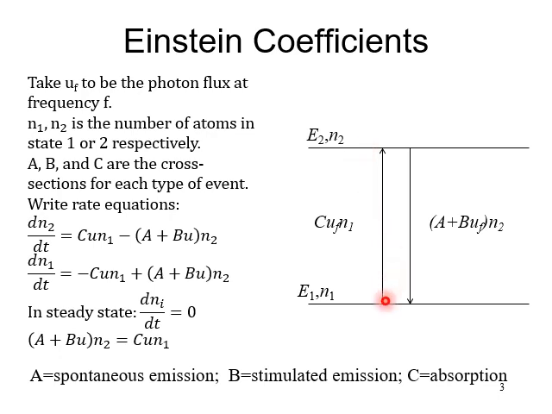So first of all, I have to have an atom in the lower state, and I have to have a photon of the correct energy, and then I've got some cross-section for that to happen. So that's what this is. C times U sub F, times the number in the lower state, is the rate at which we excite from the lower to the upper.